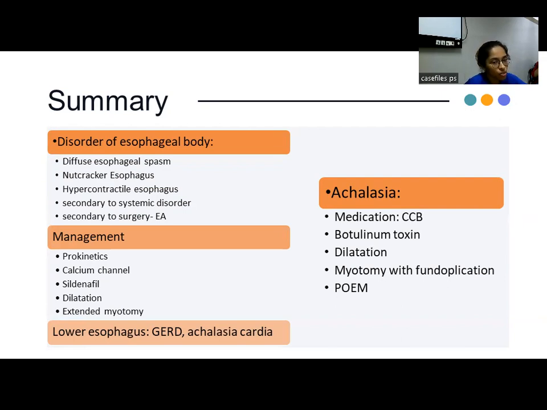The disorders of the lower esophageal sphincter include GERD and achalasia. As we discussed achalasia in this chapter, the management of achalasia can be medical management, botulinum toxin, or dilatation, and myotomy with fundoplication and POEM.